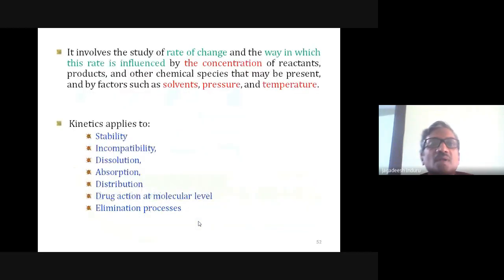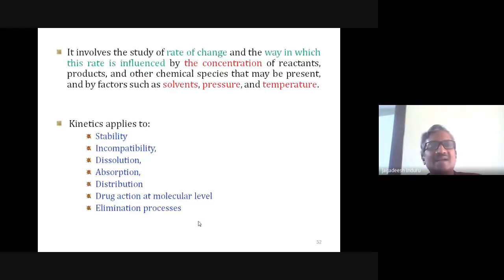It involves the study of the rate of change. Most of the times, your initial drug product will be changed to the final degradation product, and the rates are influenced by the concentrations of the reactants and products, and by other chemical species that may hinder or catalyze the reaction, and also by altering factors such as solvent, pressure, and temperature, so that we will find better ways to stabilize our drugs. This is actually our concern.